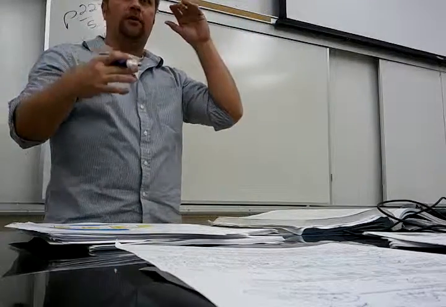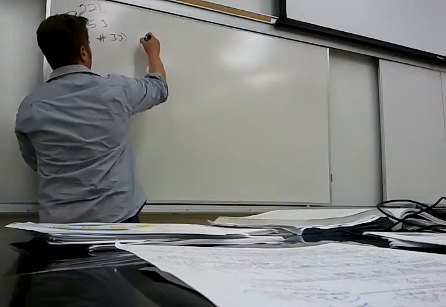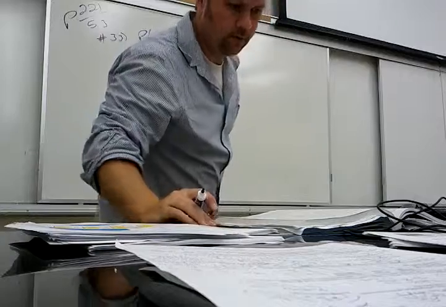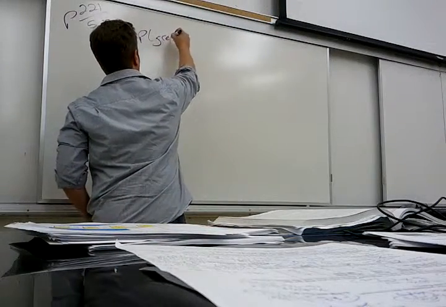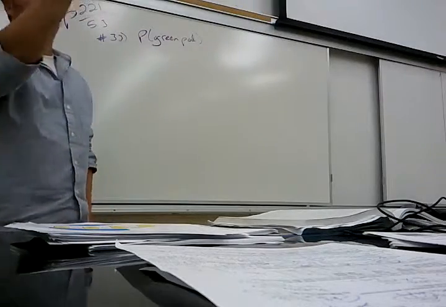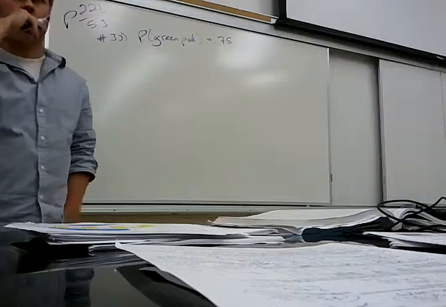All right, so let's break this down. There's discussion about P's and pods and all that stuff, but what's the real important thing here? I've got, what's the probability that it's a green pod? What's that probability? 0.75. So they tell me that directly.